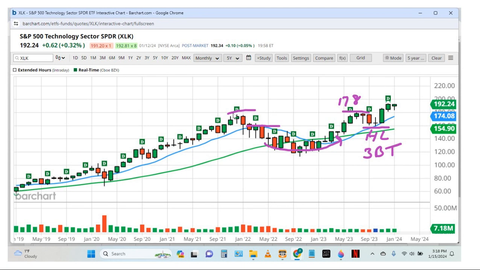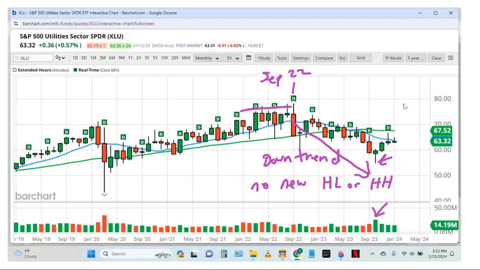Technology has led the way down, but it's also led the way back up. You can see this sell off, rounded bottom area. Then we made a higher low, kind of this 3-bar turn. And then over 178, I was bullish. We're currently at 192.25. So overall, technology has led the way and looks like it will continue to do so.